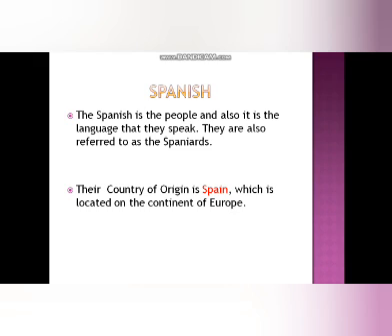is the people, and also it is the language that they speak. They are also referred to as the Spaniards. All right, so the Spanish people, also referred to as the Spaniards, are the people that came to the Caribbean. All right, their country of origin is Spain, which is located on the continent of Europe.